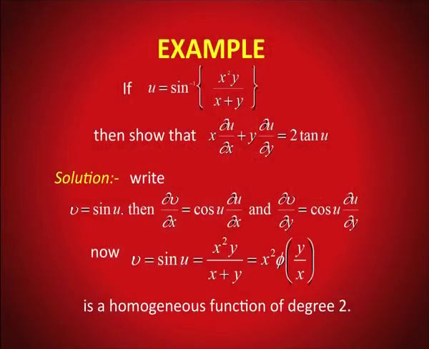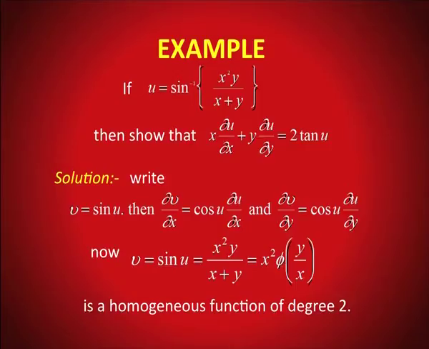Now, I will explain an example related to Euler's theorem. If u = sin⁻¹((x²y)/(x+y)), then show that x ∂u/∂x + y ∂u/∂y = 2 tan u. The solution of this problem is as follows: write v = sin u. Then ∂v/∂x = cos u ∂u/∂x and ∂v/∂y = cos u ∂u/∂y.